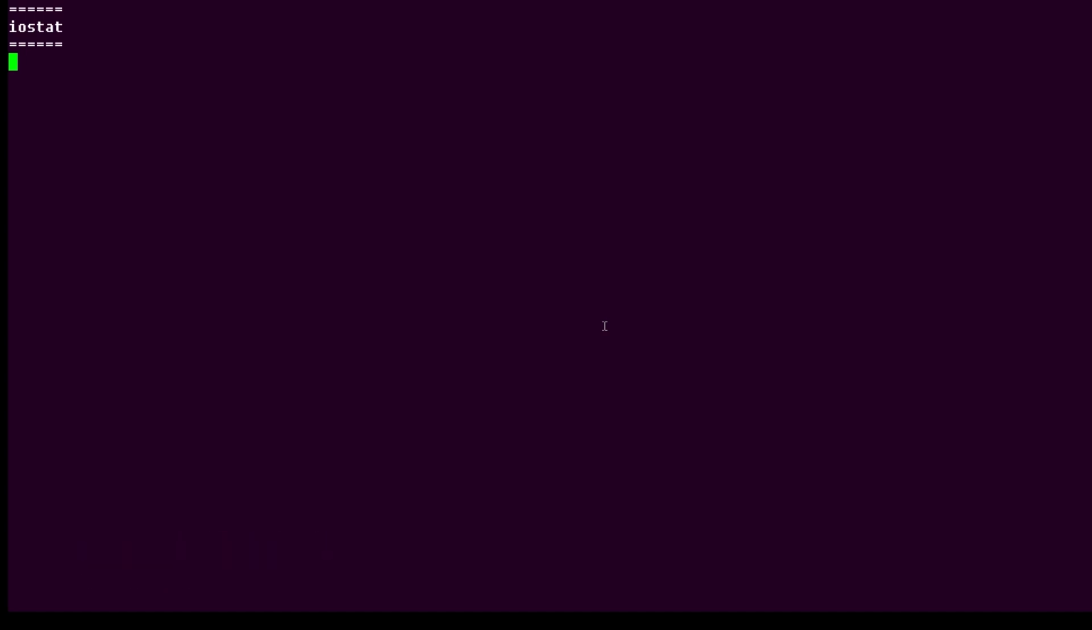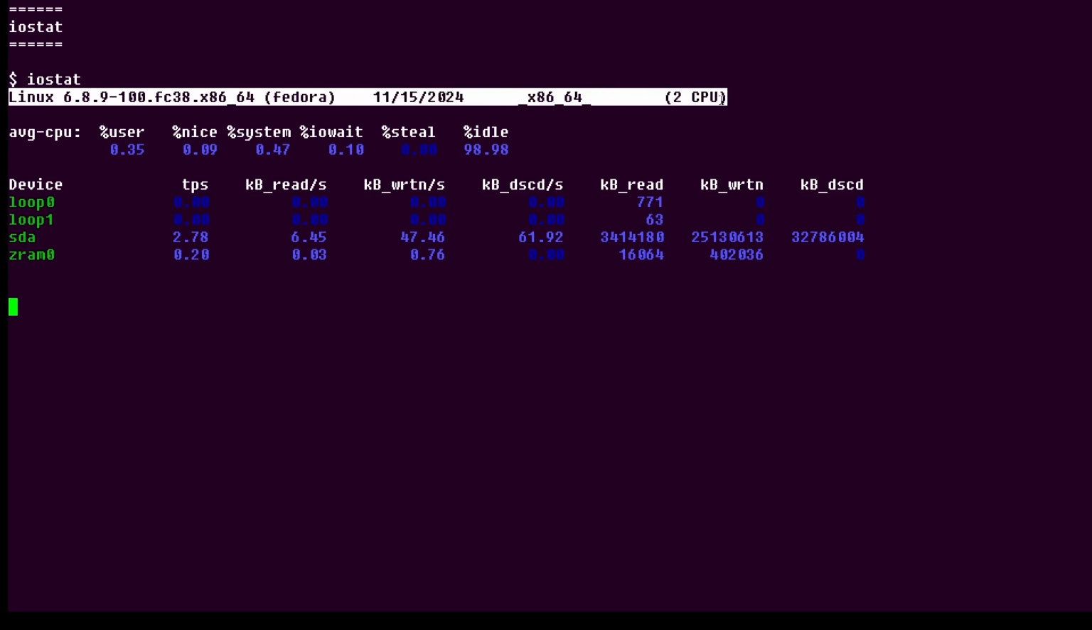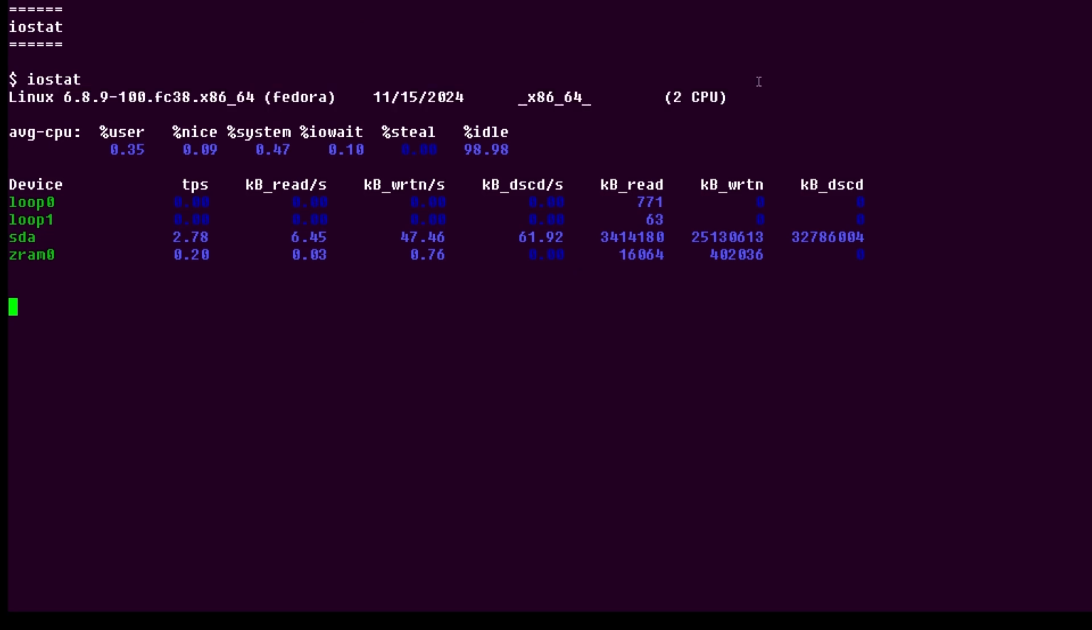In this Linux tip, we take a look at the iostat command, a command that provides statistics on I/O activity. So if you just run iostat like that, you get quite a bit of information. The first line describes the system, tells us the date, and reminds us that there are two CPUs on this system.